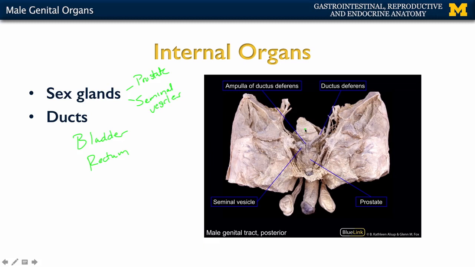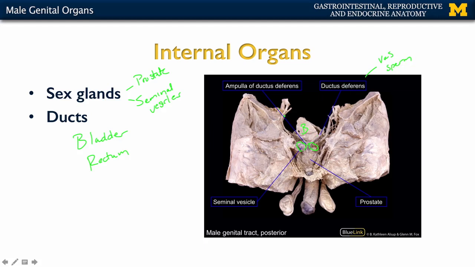So we're looking at a posterior view on this particular image. This right here is the bladder. It's been cut, obviously. You're going to have seminal vesicles on either side. These are going to meet up with the ductus deferens. And the ductus deferens, you may have heard of this as the vas deferens. This is where sperm is going to enter into this region. So the means of transport of sperm.